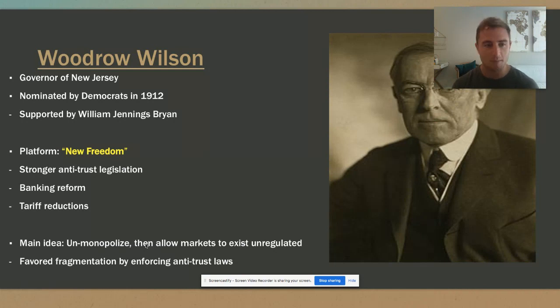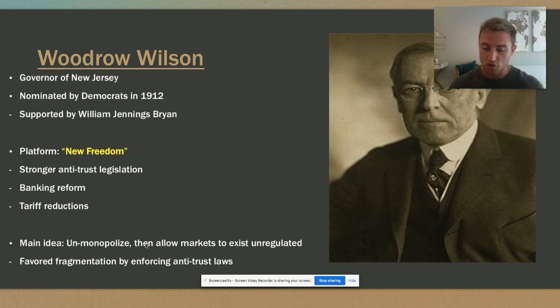And he's going to come out with a platform that is much different than that of either Teddy Roosevelt or Taft. He wants stronger antitrust legislation. And I know that sounds very similar, but antitrust legislation means he wants laws in place that forbid trusts. Now, Teddy thinks trusts are okay. There just needs to be regulatory agencies in place. The government needs to expand and control the trust.